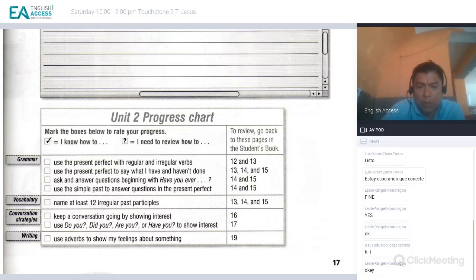Let's look at the progress chart, this little thing right here, Unit 2 progress chart. And it says, mark the boxes below to rate your progress. Check I know how to, and question mark I need to review how to. Yes? So let's begin real quick. Use the present perfect with regular and irregular verbs.